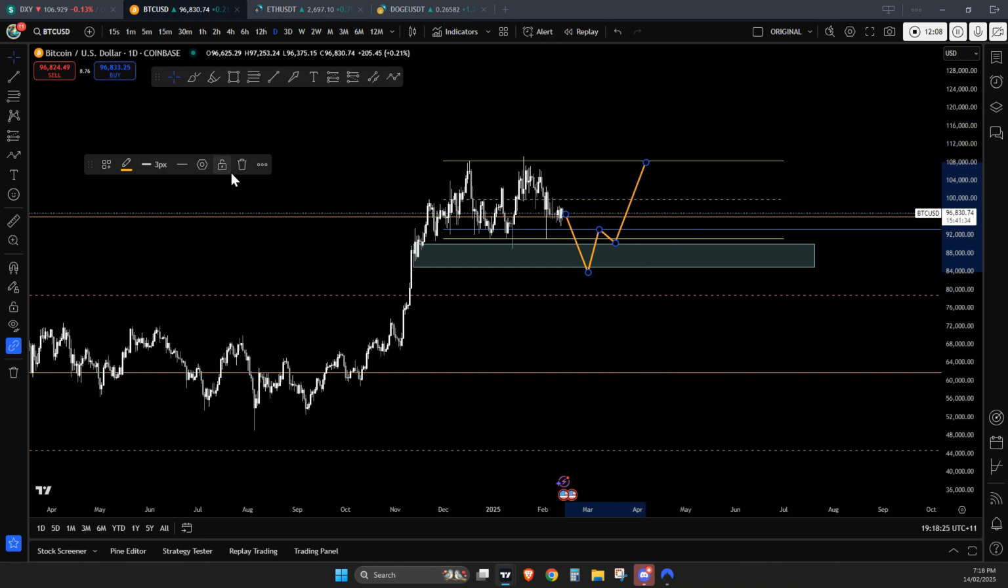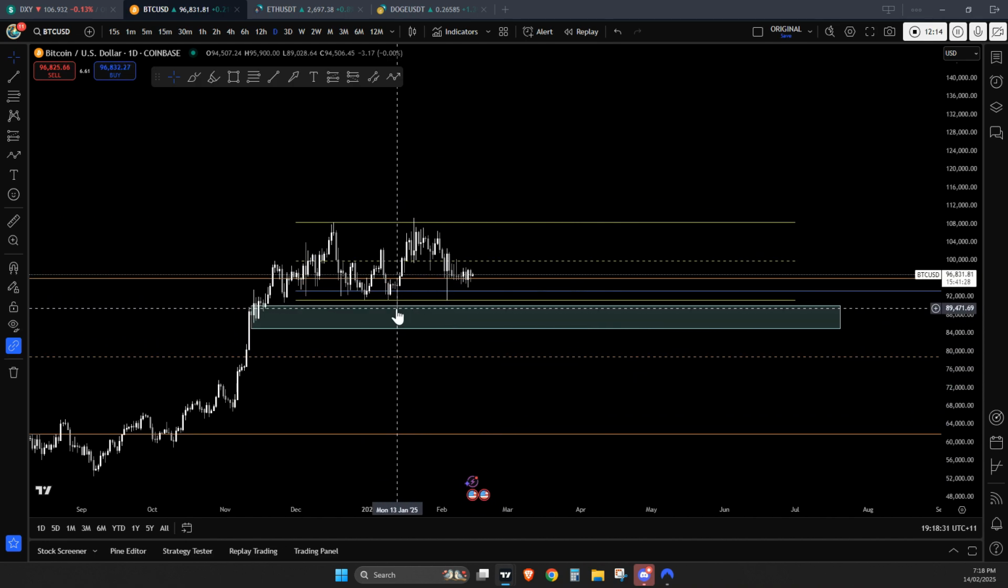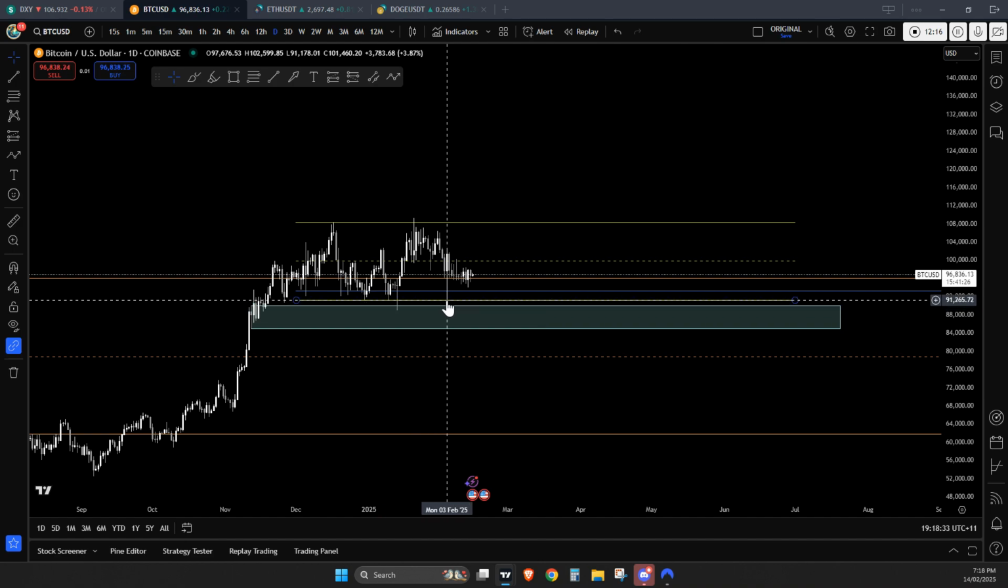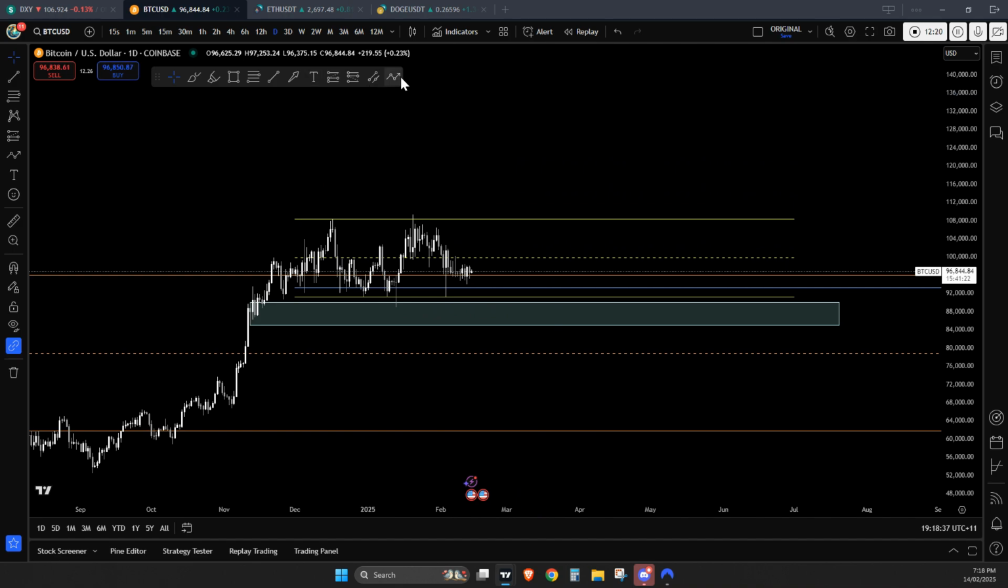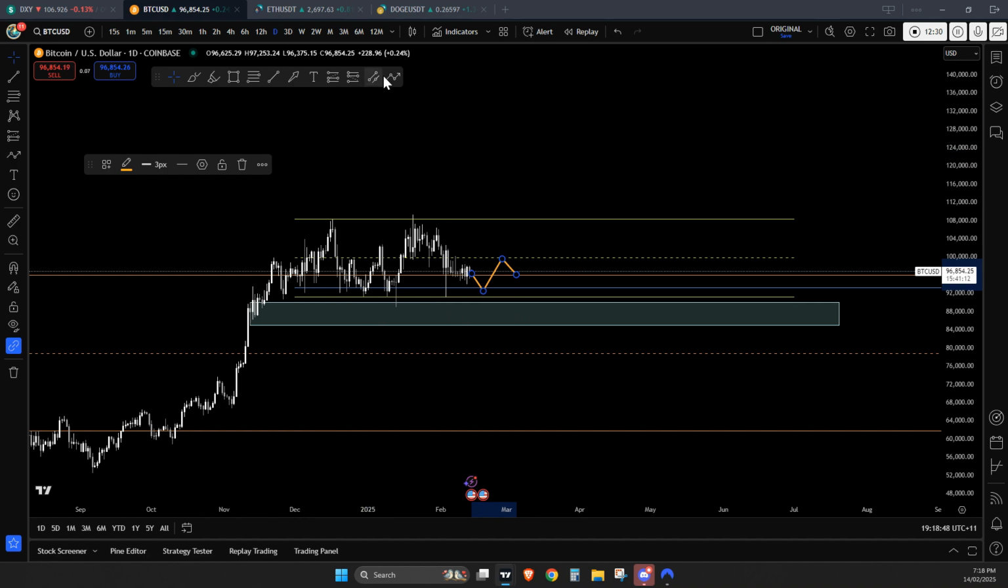Another one is something like this. This holds and this holds possibly, right? Even if this gets taken out, something like this. So we retest the yearly open and we break this market structure. For me to go bullish, as long as we break this market structure, I'm happy to go.